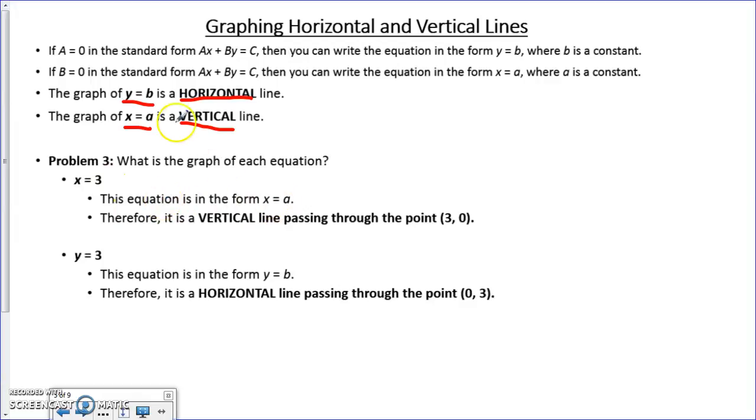The equation is in the form x equals a number, so therefore it will be a vertical line passing through the point 3, 0, because x is equal to 3, which means y is 0. So this would be the point it goes through. Y equals 3. This equation is in the form y equals b, so that means it's going to be a horizontal line passing through the point 0, 3, because this is saying y is equal to 3, so therefore x is equal to 0.